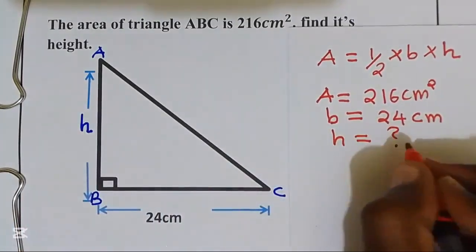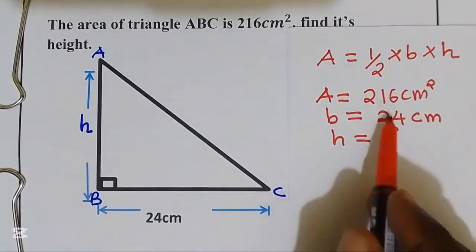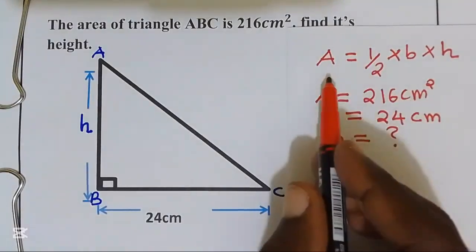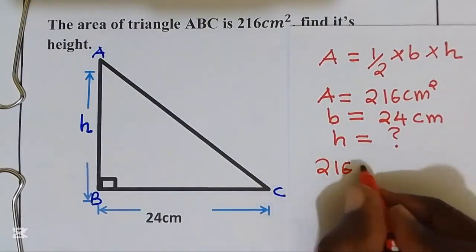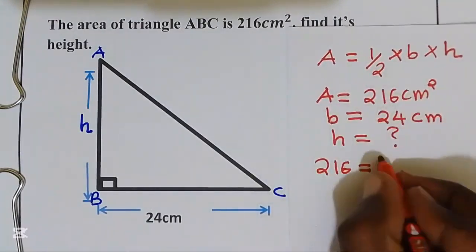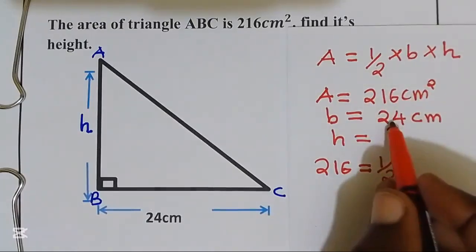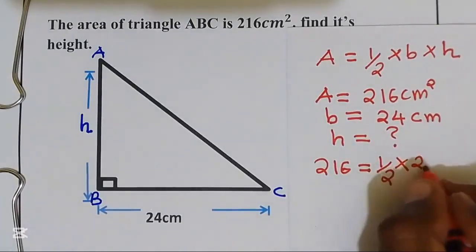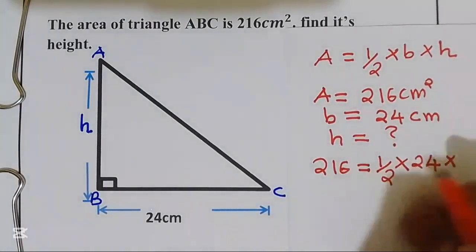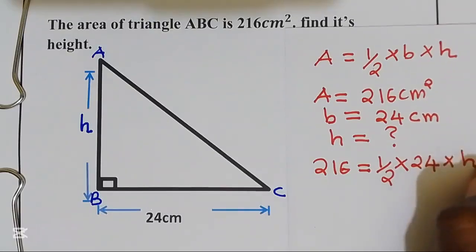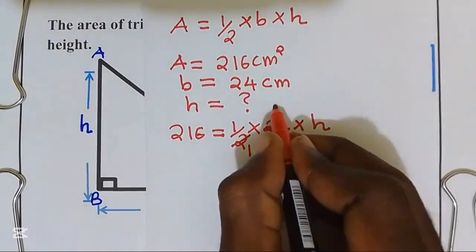which we don't know. So I'm going to substitute the value that they have given to us to the formula. A equal to 216. This is equal to a half multiplied by the base, which is equal to 24, multiplied by the height, which they don't give us. I'll put as height. We can simplify here by 1 by 2, it is 12.